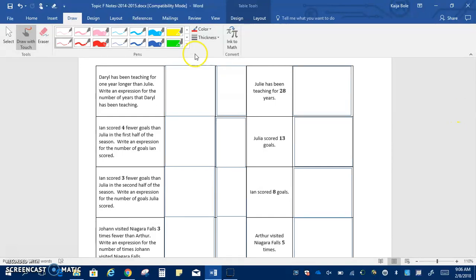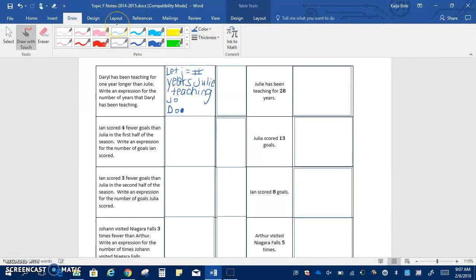So that means we're going to use a J for Julie. So over here we're going to say let J equal number of years Julie teaching. Then we draw our picture. We have a J for Julie and a D for Daryl. They both get 1 to start with. So now they told us that Daryl has been teaching for 1 year longer. So that means Daryl just gets 1 extra dot.